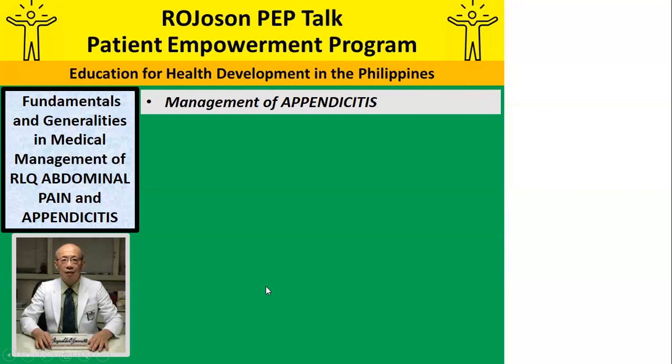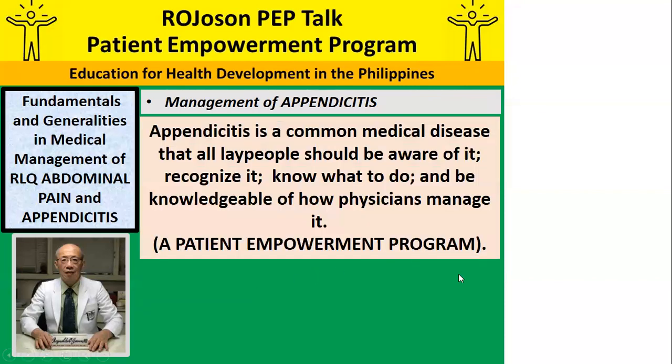Management of appendicitis. I just chose appendicitis as an example for this particular lecture. As we know, there are a lot of different organs in the right lower quadrant area that can cause different conditions. I just chose acute appendicitis because it's the most common medical disease that all lay people should be aware of, recognize, and know what to do, and be knowledgeable on how physicians manage it. This will be part of our patient empowerment program.